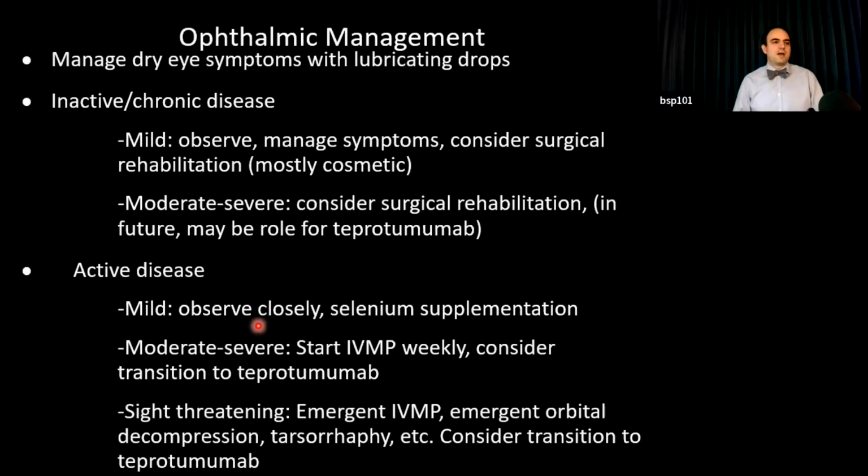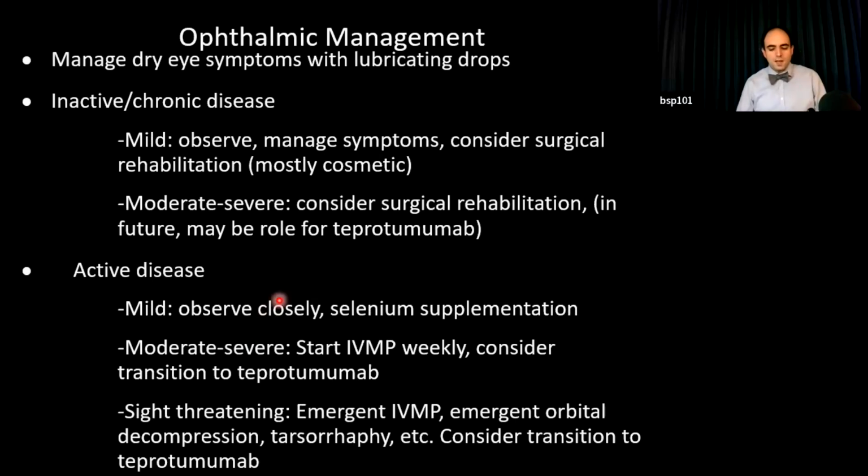And ophthalmic management, I wasn't going to get into the nitty-gritty of the surgeries we do, but the first line thing is if they have dry eye, give them artificial tears. And then for inactive chronic disease, if it's mild and the patient's not bothered by the appearance of their eyelids, I don't do anything. If they're bothered by it, I correct their eyelids. I always try to wait until their disease is stable and inactive to do these kinds of procedures. I don't want to be treating a moving target in terms of adjusting the eyelids. It makes it harder.